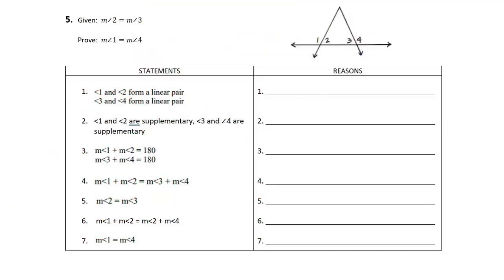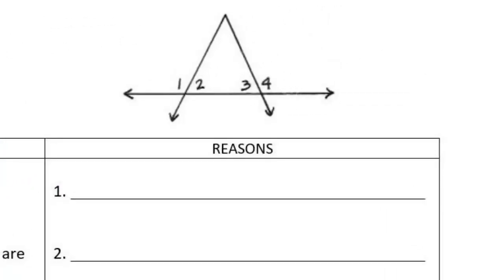They gave us all of the statements. We need to fill in the reasons here. Is that first statement my given information? Is this what they told me up here? No. If it's not my given information, then it has to be coming from the picture. What do you notice about angles 1 and 2? They form a linear pair. They share this side right here, and together they make a line. That means they're a linear pair.